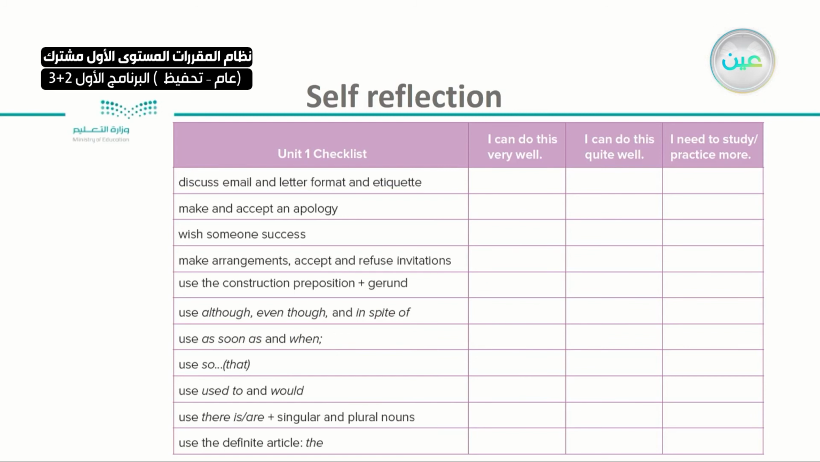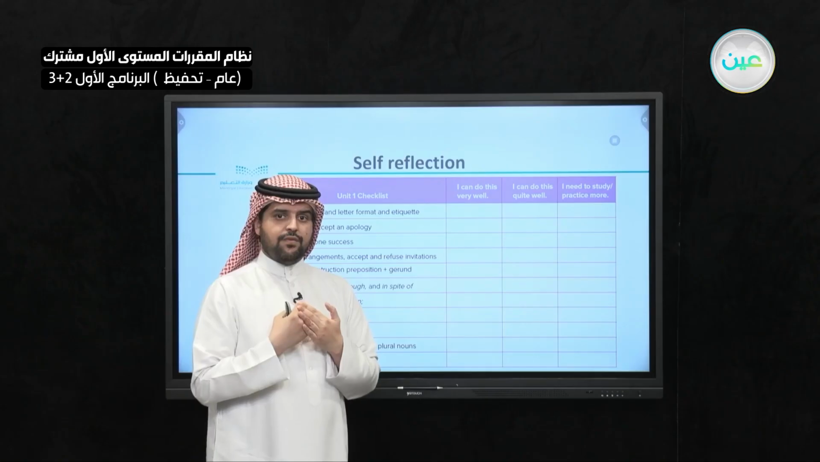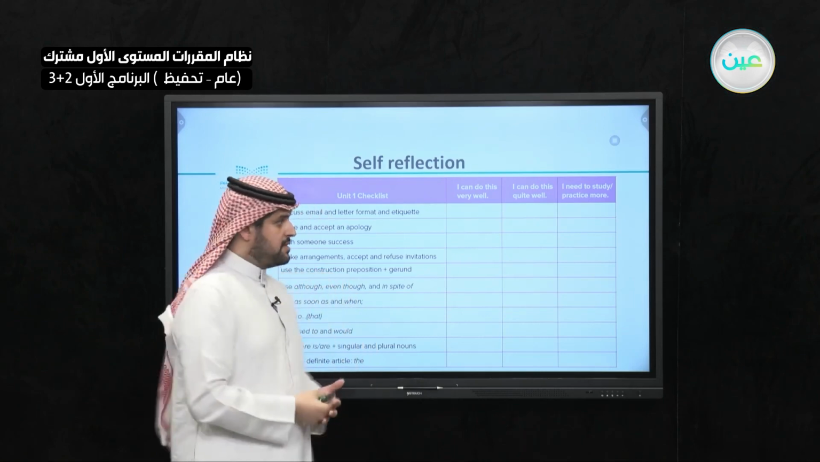Whether you can say, I can do this very well. I can do this quite well. I need to study and practice more. Whether you can do this very well, it's very easy for you. The other option is, I can do this quite well, so-so. And the last one is, I need to study and practice more. Maybe you find it difficult and you tell yourself, I need to study more and practice more.